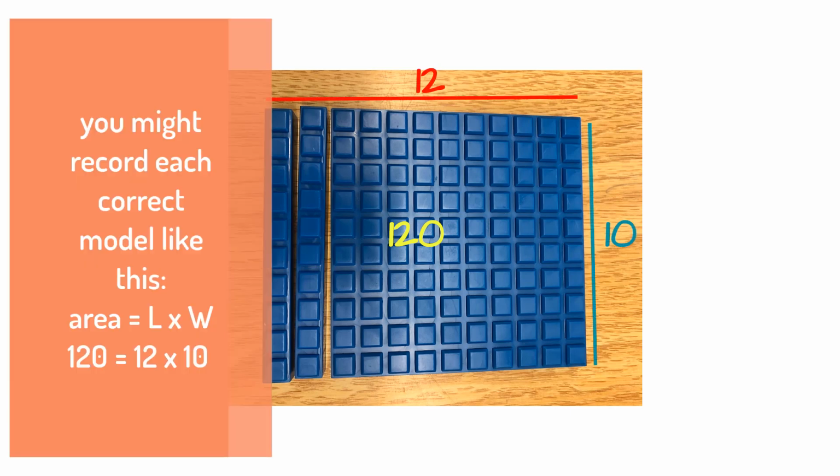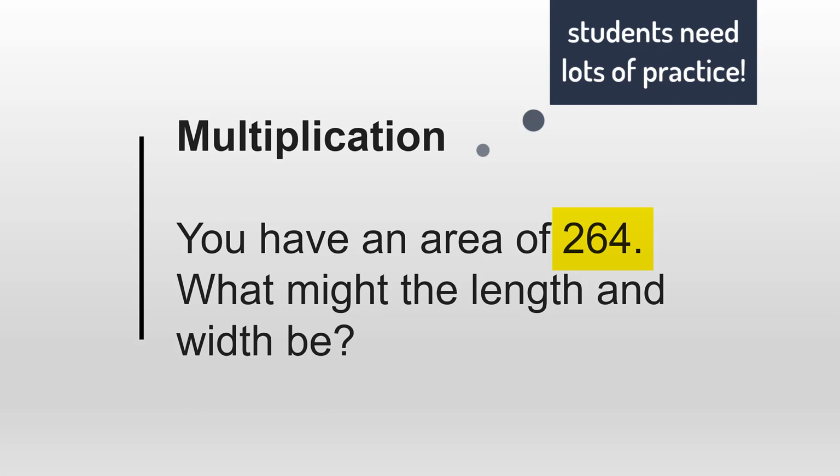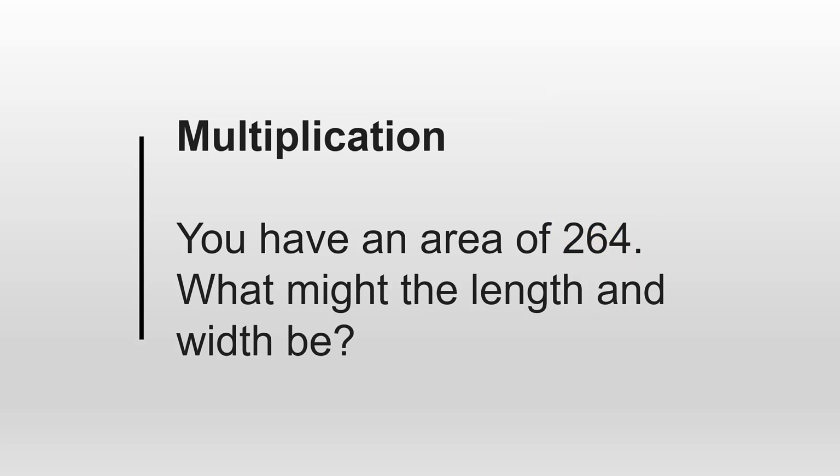They might find some other factors of 120. You can have a really great conversation about how they're all correct representations of that multiplication fact. And you're just going to keep practicing back and forth multiplication and factoring, maybe 121, 264. You can choose the numbers that are going to help your students really understand the area model of multiplication. This is the end of part 1.